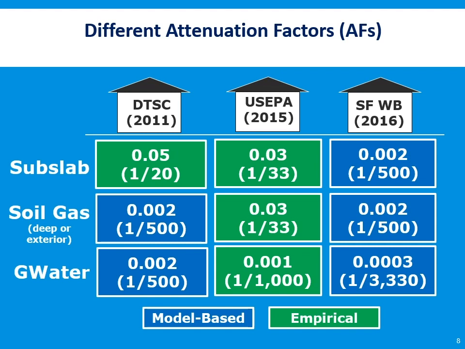DTSC's sub-slab attenuation factor was based on an early version of this database. The range of attenuation factors creates confusion. With a difference of 25 times between the Water Board and DTSC, there may have been times when the Water Board may have concluded that a building had a low risk for vapor intrusion, when DTSC or US EPA would have concluded that more action was needed. Cal EPA has committed to providing a consistent set of standards, adopting US EPA's recommendation.